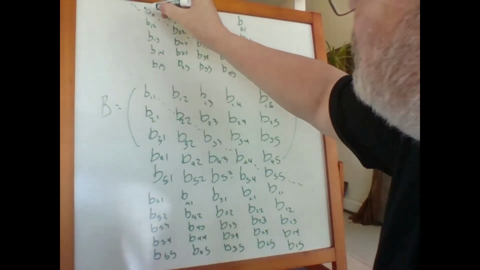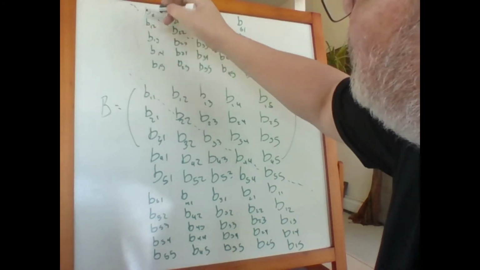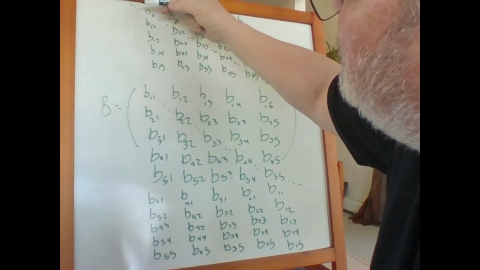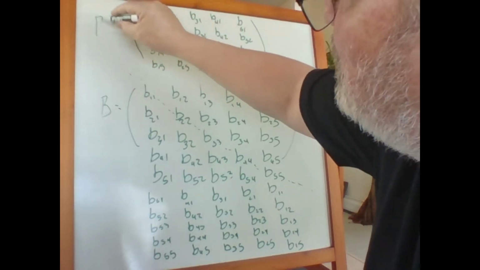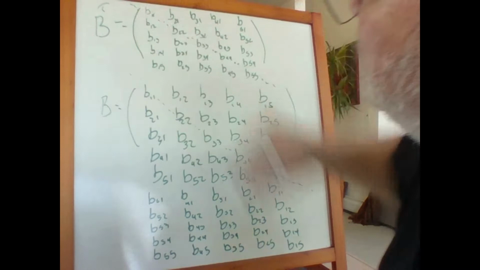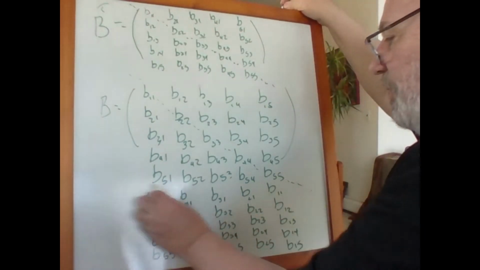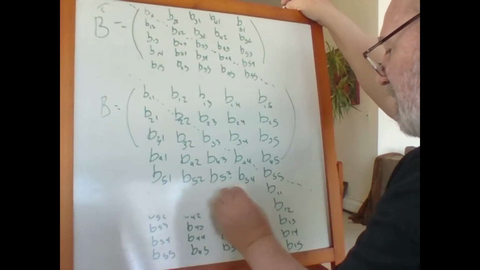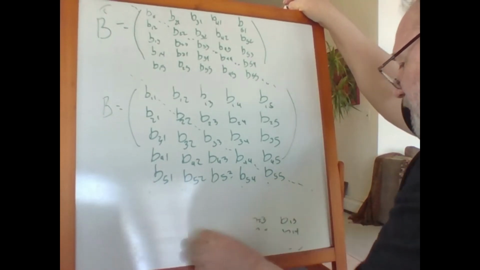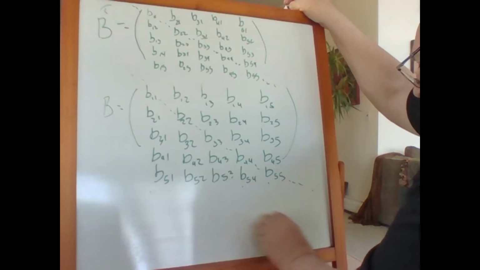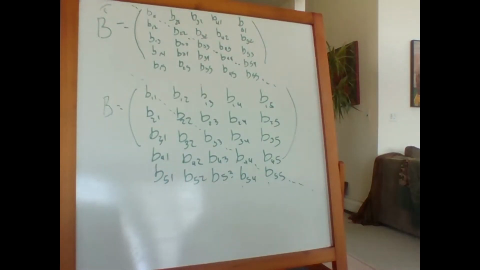But this matrix here is B transpose. So that's what we've got here. That's our B transpose up there. So you can do that with any matrix.